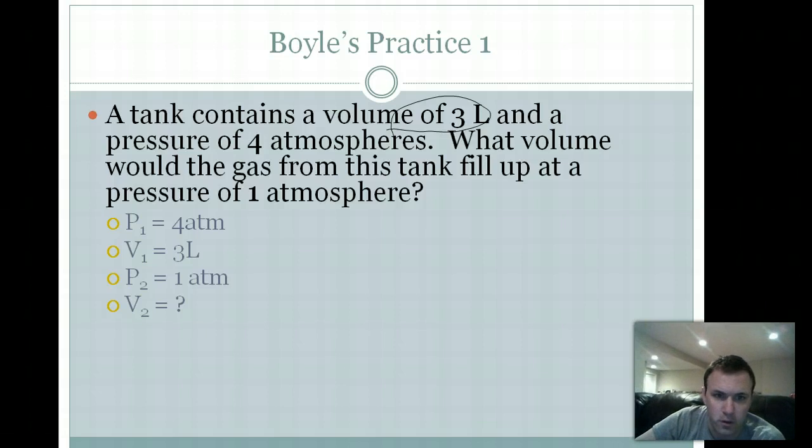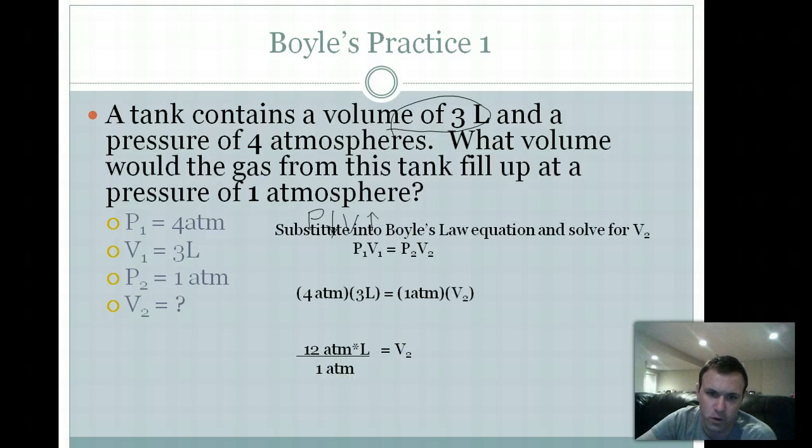Now, if pressure in this case is going down, we should expect volume then to go up, based off of a relationship of it being opposites of each other. So we should expect an answer higher than 3 liters. All right, so we're going to substitute into our equation, which is going to look exactly as you see here in the middle of the screen. 4 times 3 is 12, divided by 1 is 12 liters. Atmospheres cancels out here, so we can scribble out atmospheres, and we're left with liters. All right, that's Boyle's Law.